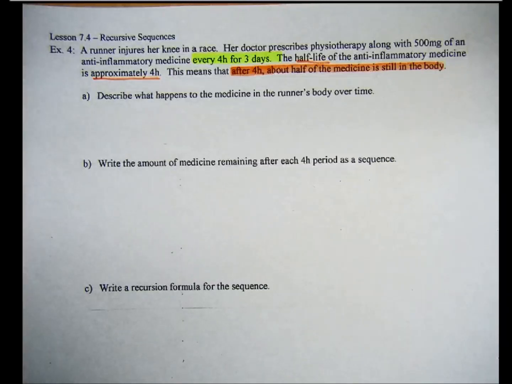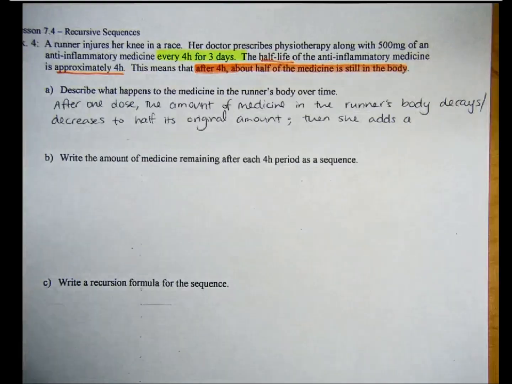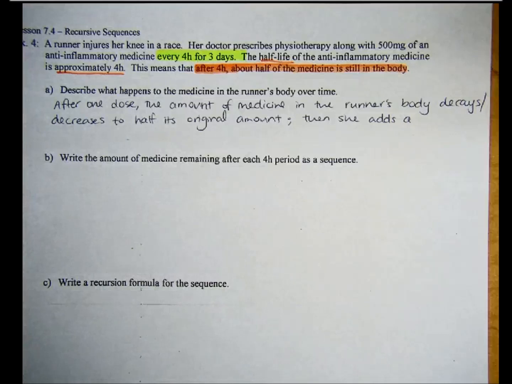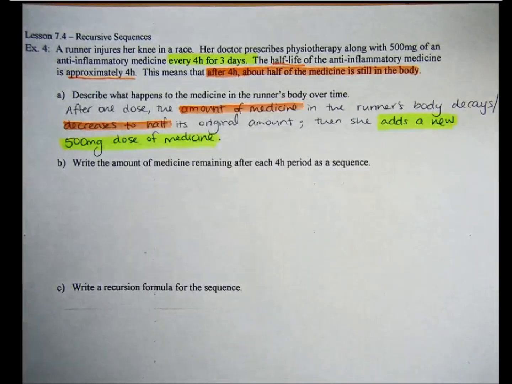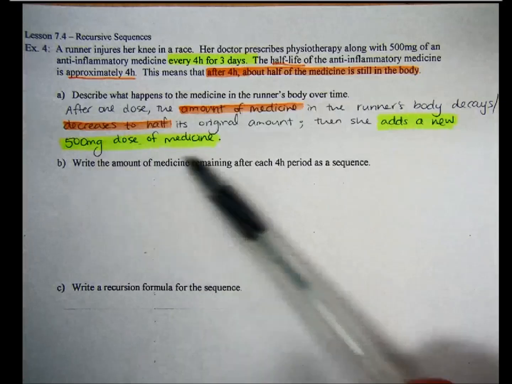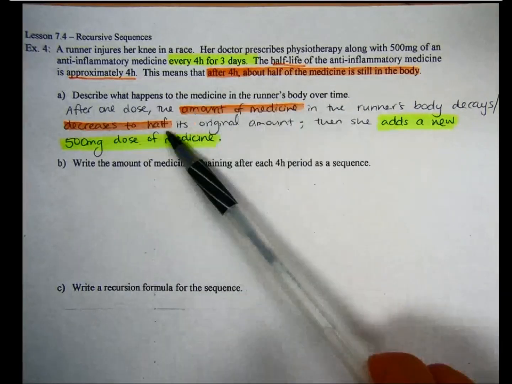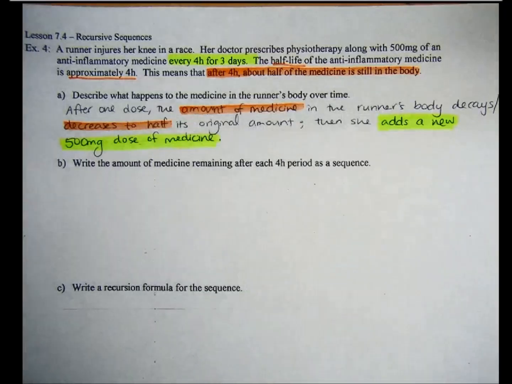Well, after one dose, the amount of medicine in her body would decay or decrease to half its original amount. So I'm going to write that down right now. So I've written that first part down, but you also need to remember that she is still taking an additional dose every 4 hours. I'm going to write that down as well. So I've color coded, highlighted the information, adding a new dose of 500 milligrams, that's every 4 hours. Okay, amount of medicine decreases to half, that's the half-life.